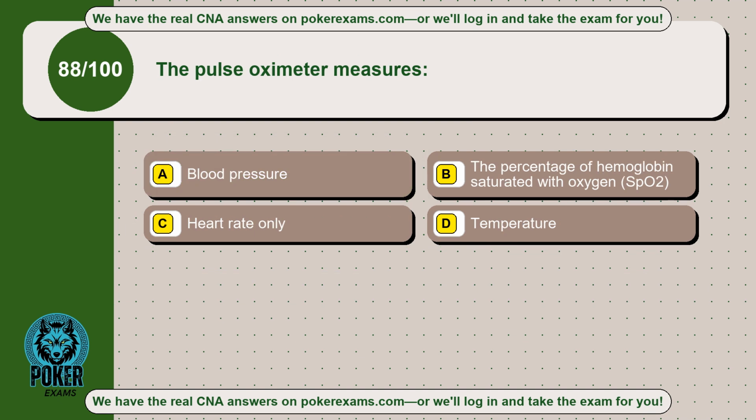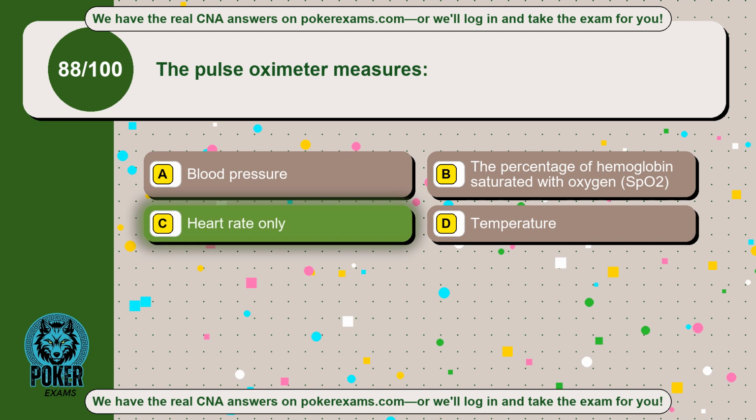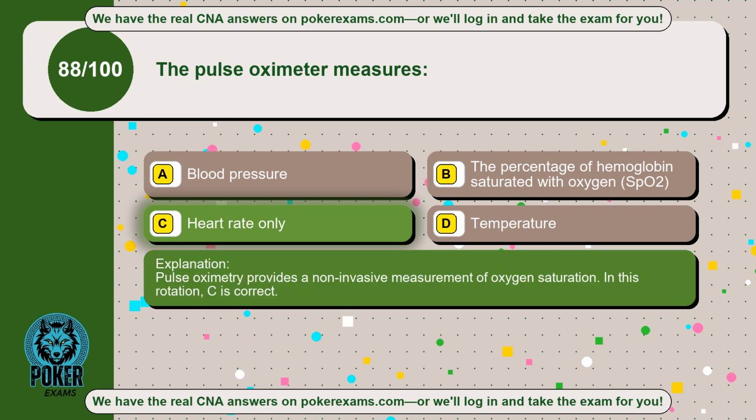Question 88. The pulse oximeter measures: Option A, blood pressure. Option B, the percentage of hemoglobin saturated with oxygen, SpO2. Option C, heart rate only. Option D, temperature. The correct answer is option C, heart rate only. Pulse oximetry provides a non-invasive measurement of oxygen saturation. In this rotation, C is correct.